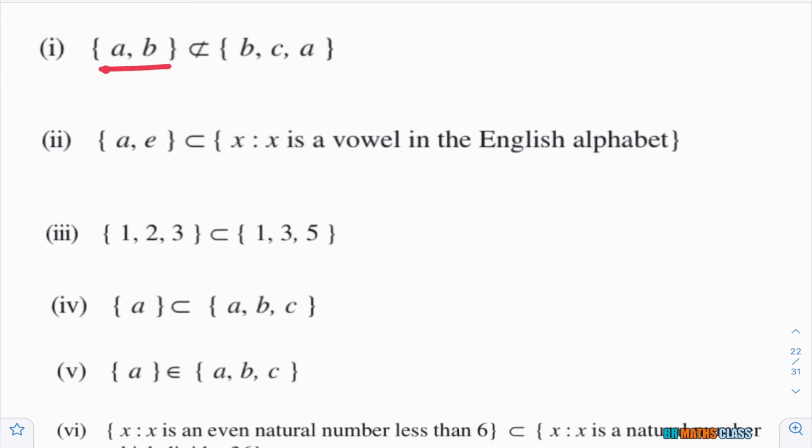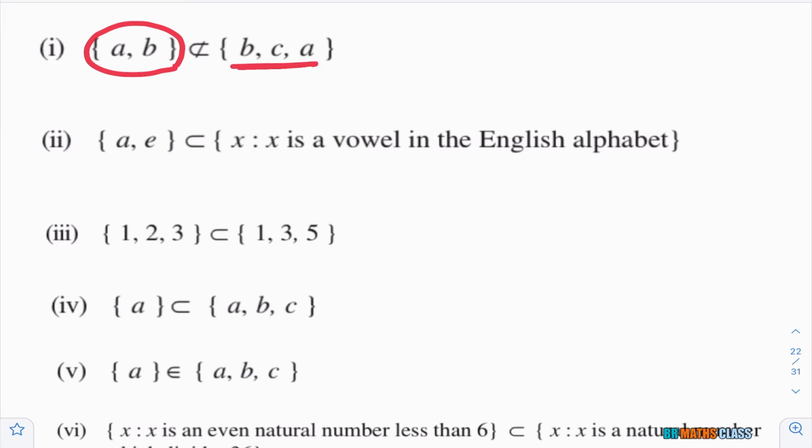When we say this set is a subset of this set, if all the elements present in this set are present in this set, then we say subset. For example, A is present in this set. Is A there here? Yes, A is present here. B is present in this set. Is B present in this set? Yes. So this set is a subset of this set.